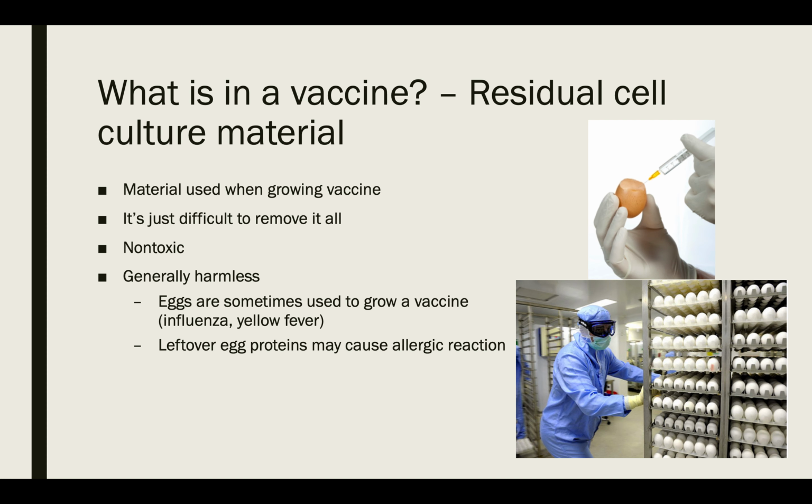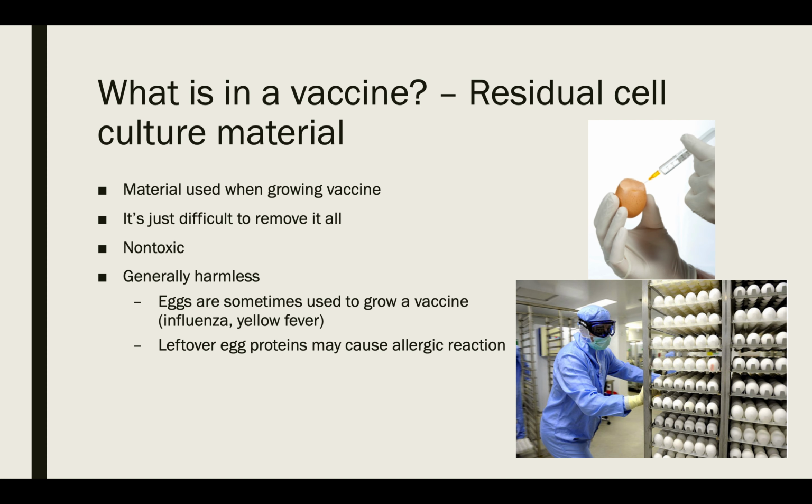All right, so residual cell culture material. So this is the material used when growing a vaccine. And it's really just difficult to remove 100% of it. But it's all pretty much non-toxic. It's like sterile saline or eggs, actually, egg proteins. So really, it's generally harmless. But unless you have an egg allergy.